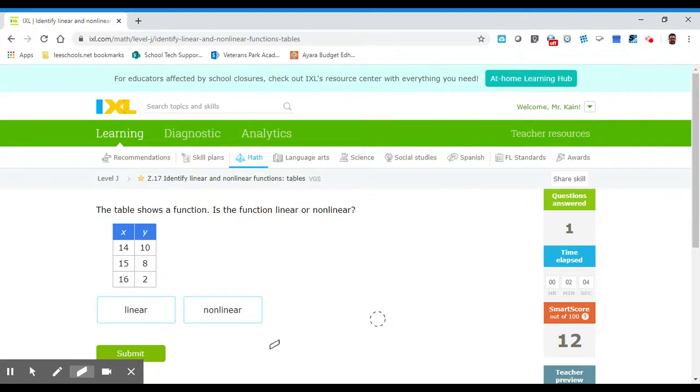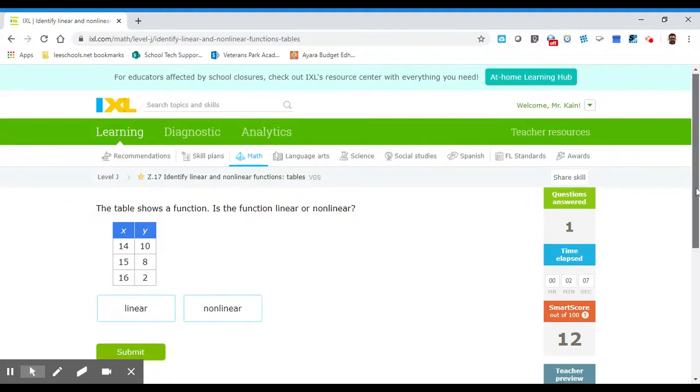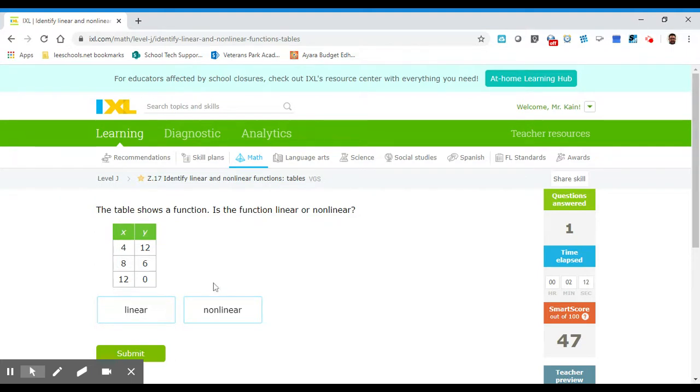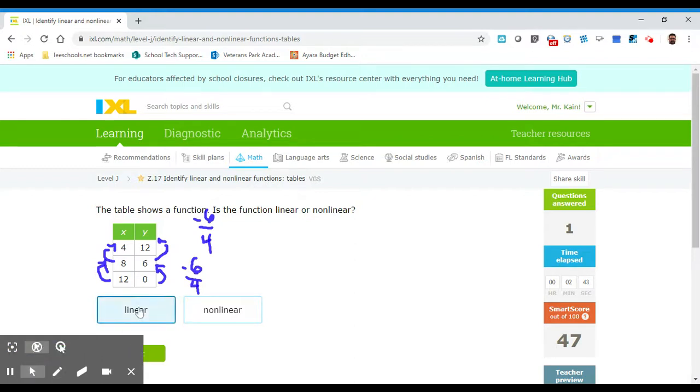at another level here. See how difficult they make it for us. They probably just increase the number of terms. Jump it up to 47. Okay, so sometimes you can eyeball it without doing all the math, but let's try it anyway. So 0 minus 6 is negative 6, and 12 minus 8 is 4. Okay, 6 minus 12 is also negative 6, and 8 minus 4 is 4. So if they're the same, then yes, it is a linear function.